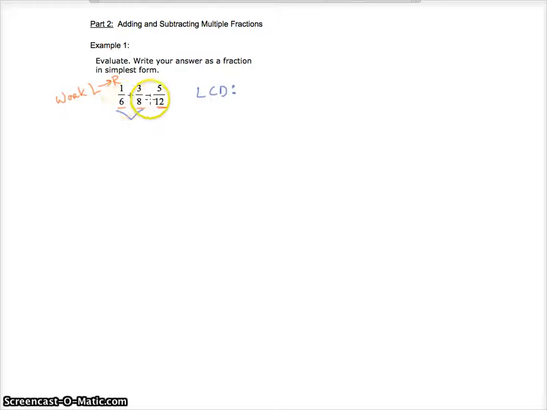Well, the LCD of 6 and 8 is 24. Well, 12 also goes into 24, so it's going to be 24. So we're going to make everything 24 as we go through. Alright, so I need to set up 1/6 plus 3/8. And those are going to be converted to something over 24.